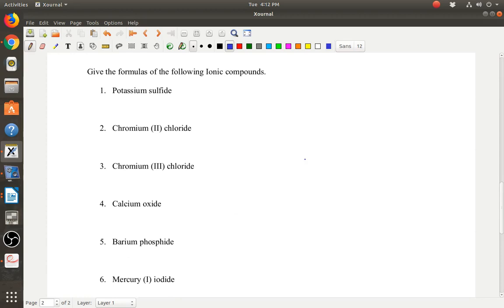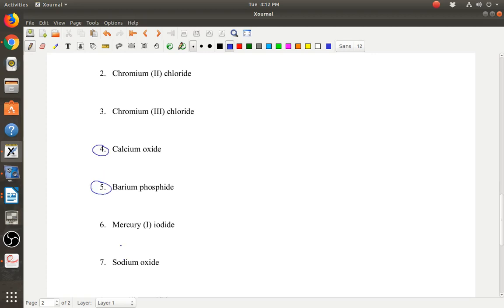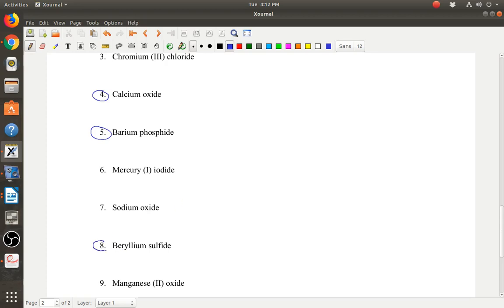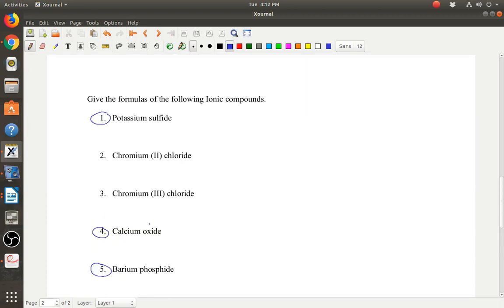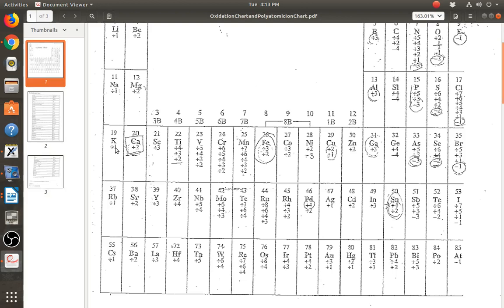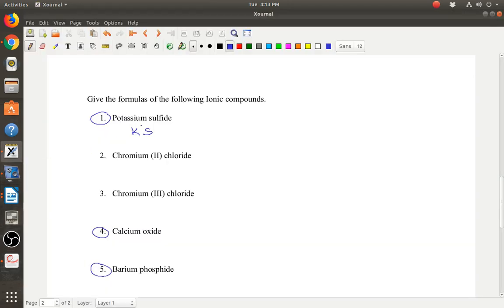Let's go down to the next page. Let's give the formulas of the following ionic compounds. We're going to do number 1 together, and this one and this one, and maybe number 8. Any I don't do with you, you're going to do as homework anyway. So potassium, the symbol is K. Sulfide comes from sulfur, S. Then I look at the oxidation numbers. Potassium's a +1. Sulfur has a +6, a +4, a +2, or a -2. It has to be a -2 in this case because potassium is a +1, so sulfur has to be negative. Different charges on top, swap and drop. So K2S. That's potassium sulfide.